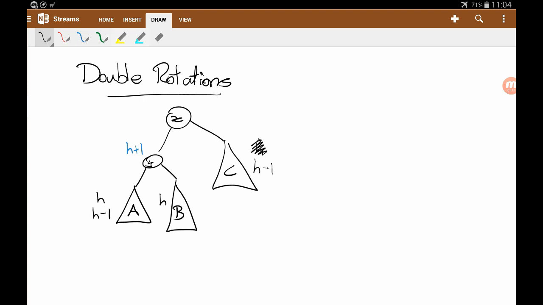But if it has height H minus 1, then we definitely have a problem, because then the difference between the two is going to be 2, and we're going to find that X is going to be double left heavy, but Y is right heavy. And so we have the zigzag shape again. So in that case, we need to do the double rotation. So we first need to rotate up so that the top of B moves up to where Y is, and Y moves down to the left. And then once that's in a straight line, we can then do the full rotation, and we'll see that that fixes everything.